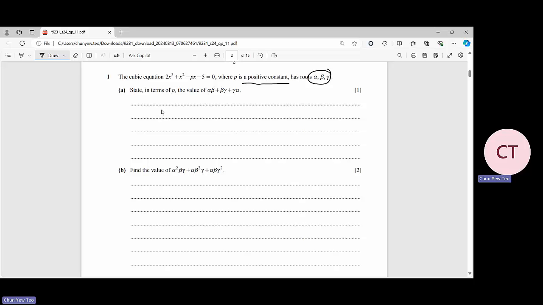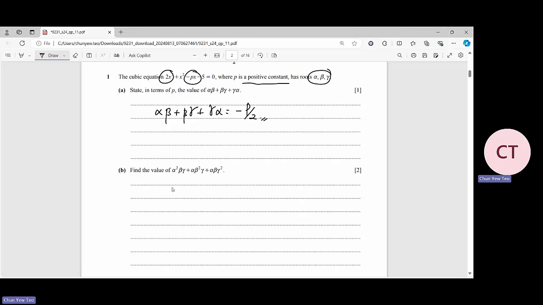For this, it's actually a very straightforward question. You just need to take the sum of the product of two roots. It will be equivalent to this value, but you need to divide by 2. So it's negative p divided by 2. That will be the answer for part A.